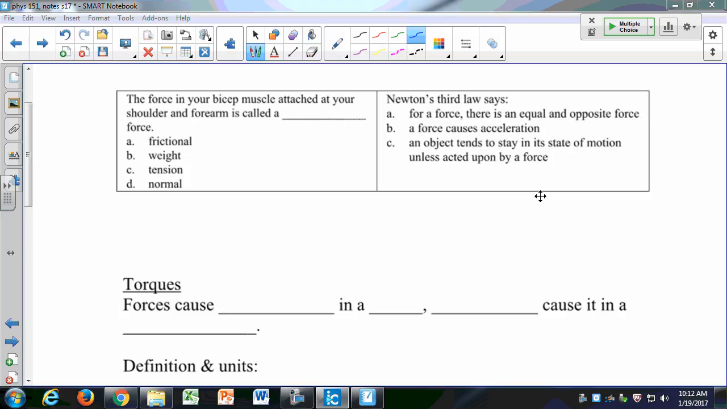Okay. All right. We're going to move on with torques. The next time we're going to do some stuff with inclined planes. We don't have enough time to do it now, but we'll do it next time. But we'll go ahead and move on with torques for the next few minutes, okay?